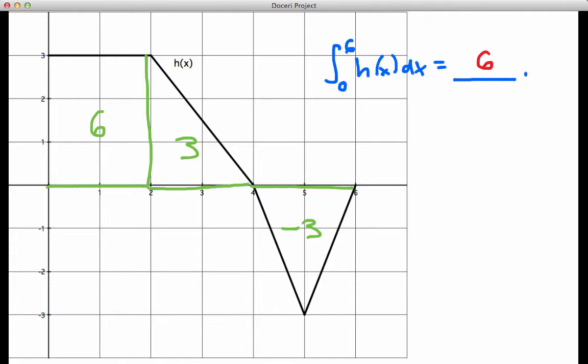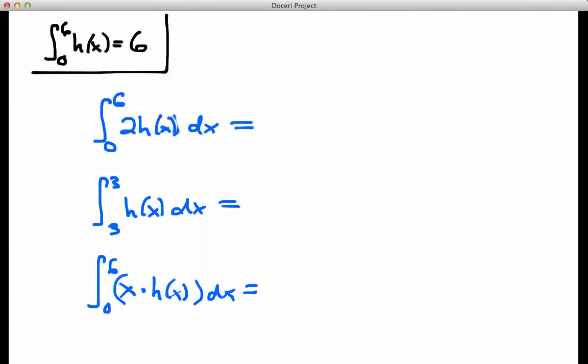So now we're going to use this fact that the integral from 0 to 6 of h of x is equal to 6 to calculate three other integrals that are related to this. And we're going to be using the properties of integration that are given to you in your textbook to do this. And importantly, we want to see what the limitations of those properties are. Like, what do the properties not say in addition to what they do say?